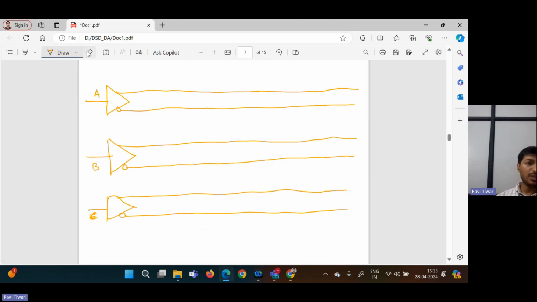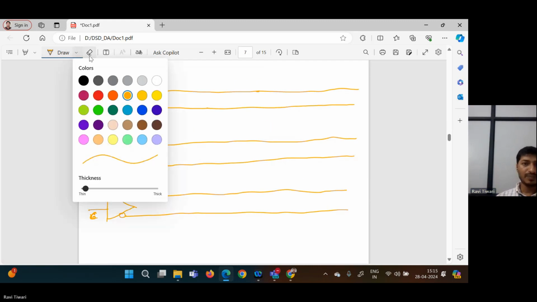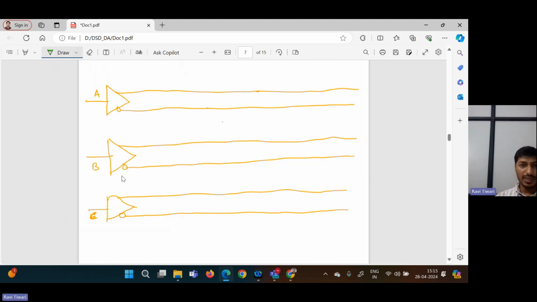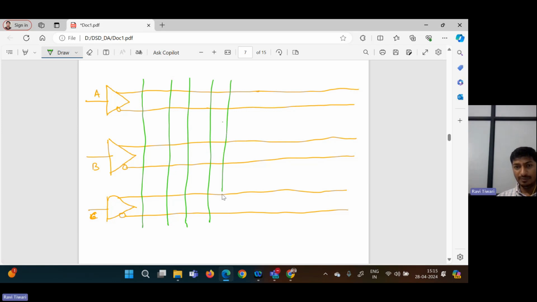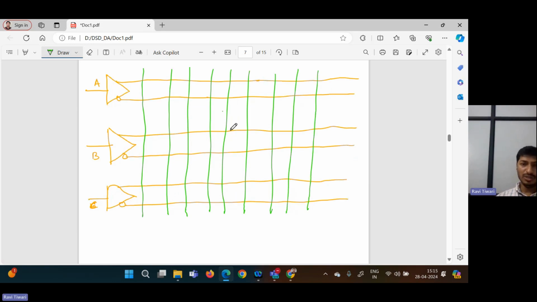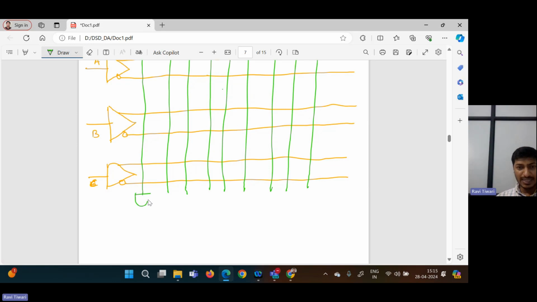Now, as we are having the 9 programmable AND gates, we have to draw similar to the PLA. So here I am drawing 9 AND gates: 1, 2, 3, 4, 5, 6, 7, 8, and 9. At the bottom of it, we have to draw the AND gates like this: 1, 2, 3, 4, 5, 6, 7, 8, 9.